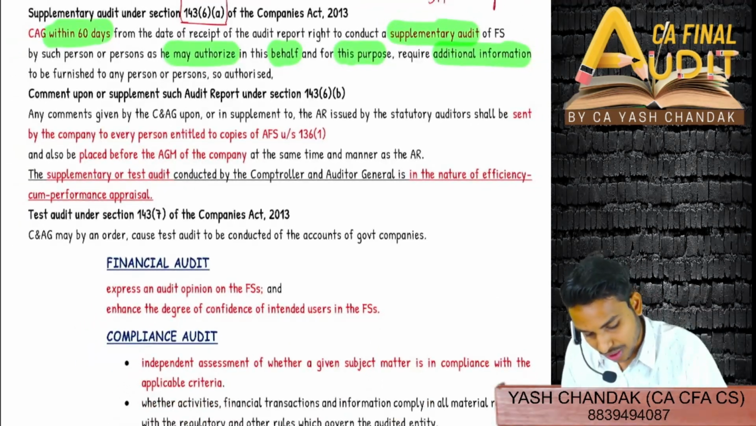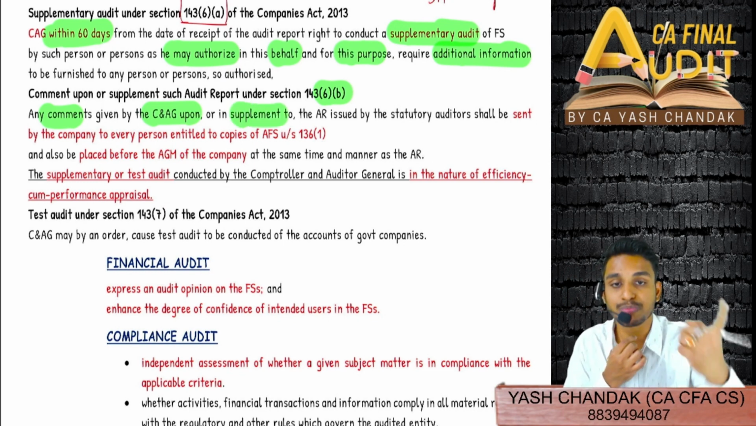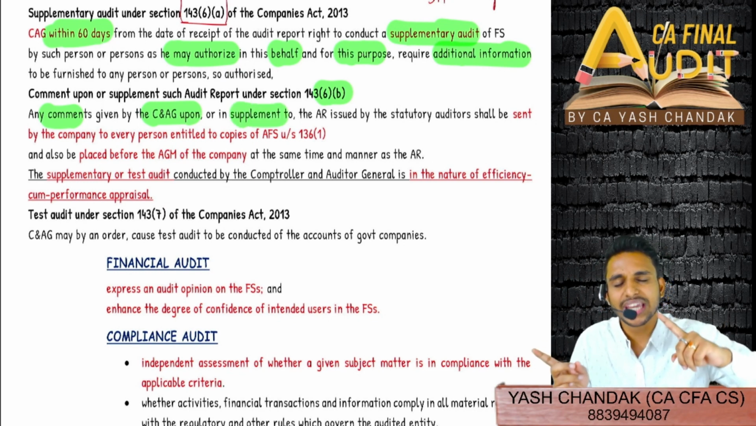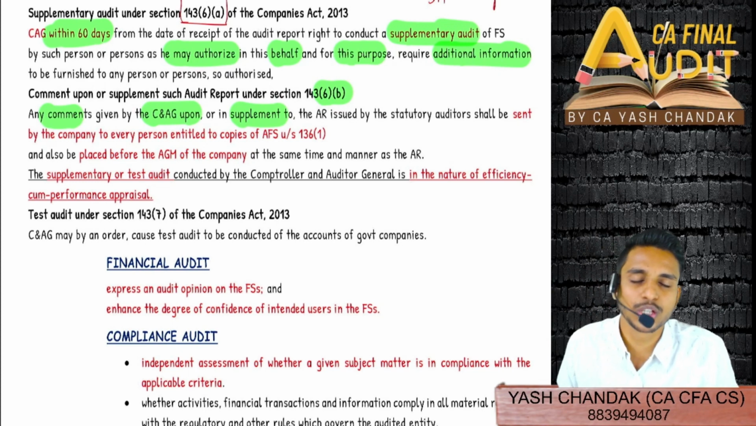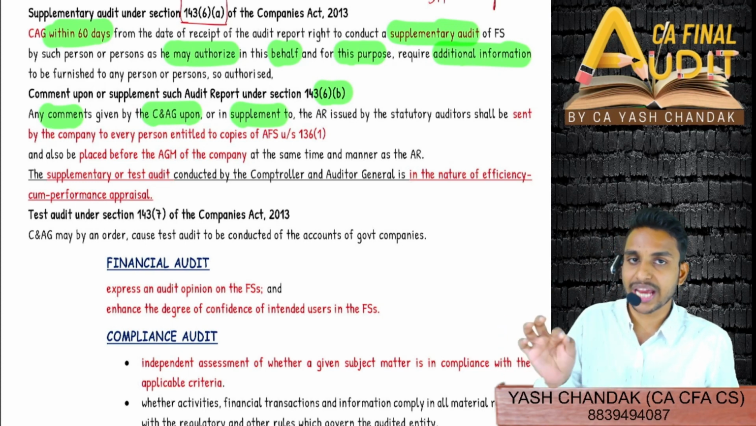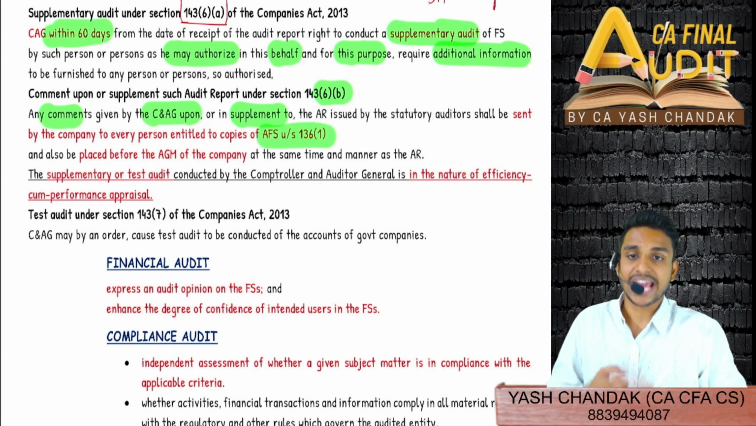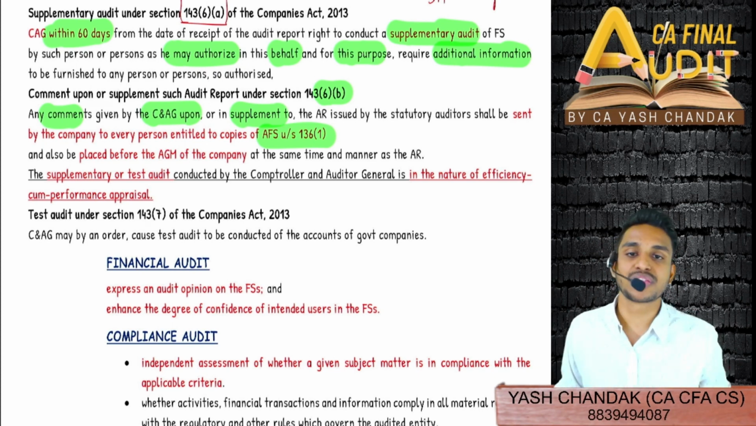And then Section 140 subsection 6B says what? Any comments given by the CAG, or as per the supplementary audit report, will again have to be issued to all those persons to whom the audit report or annual report has been given. Annual report under Section 136 subsection 1: annual financial statement, to whom do we have to give it under Section 136 subsection 1?